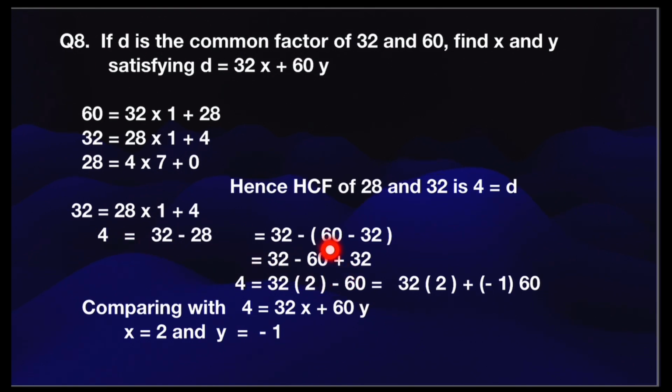So why are we doing all these steps? We want to bring this in the form 4 is equal to 32x plus 60y. That is why we are doing these steps. So 32 plus 32 is 32 into 2, and minus 60 we will write like this: 32 into 2 plus (minus 1) into 60. See, we can compare with these two. So we found that 4 is equal to 32 into 2 plus minus 1 into 60. Comparing with the given equation, we find that x is equal to 2 and y is equal to minus 1.